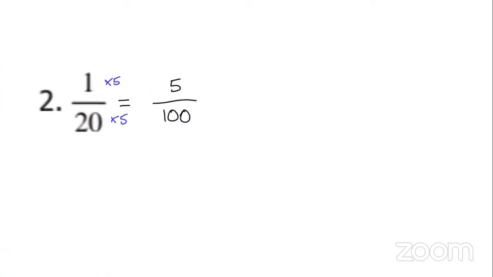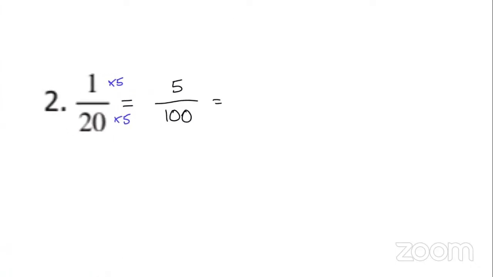A 100, that's good. So how do I go from 20 to 100? I multiply by 5. So when I multiply 20 by 5, I get 100. When I multiply 1 by 5, I get 5. Okay. And now I do the division. So my number is 5. I need to divide it by 100. And I move it 2 spaces to the left. 1, 2. So this becomes 0.05.